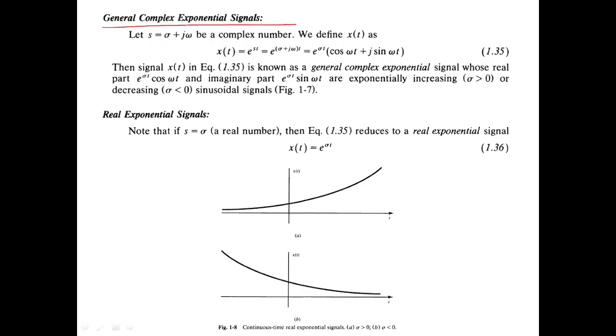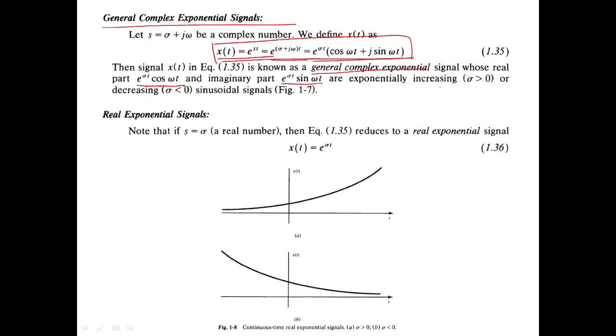Now you have the general complex exponential signals, which is given by x(t) = e^(st), which can again be written as e^((σ + jω)t). This can be rewritten as e^(σt)(cos ωt + j sin ωt). This form of the exponential function is regarded as the general exponential signal, whose real component is e^(σt) cos(ωt), and the imaginary part is e^(σt) sin(ωt).